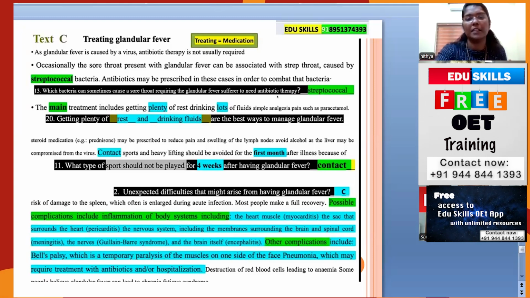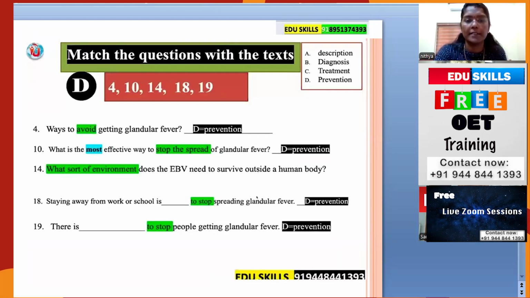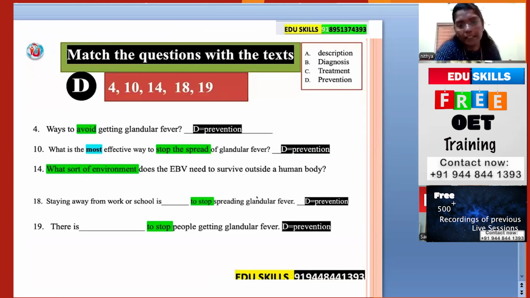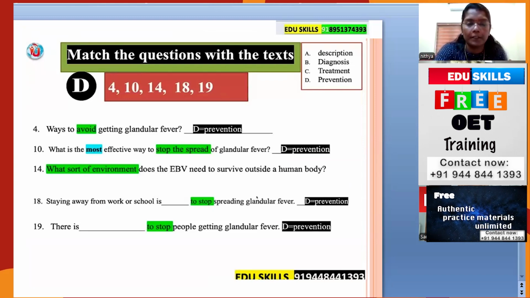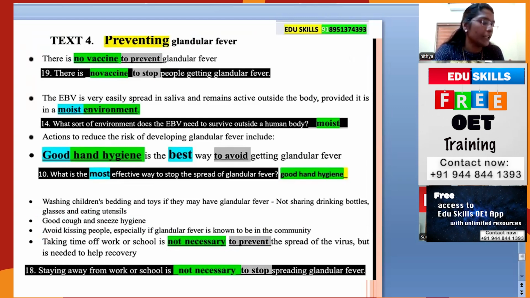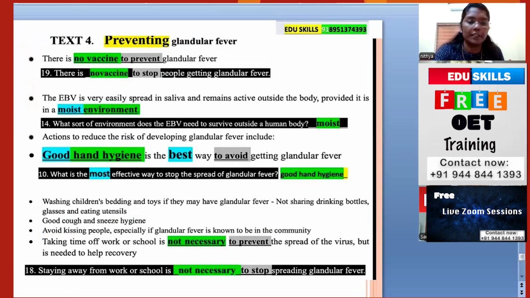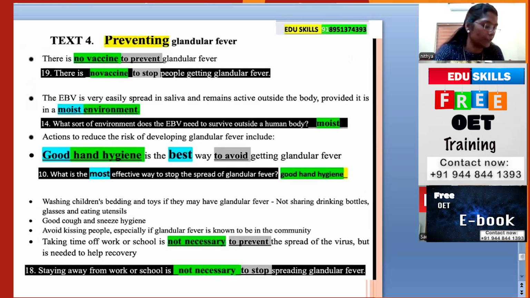Then next is the mini. Can you show the slide D? What are the questions that come under the slide D? Text D: 4th, 10th, 14th, 18th, 19th. Okay, 4th, just mark it. We move to the answers. The first one: ways to avoid getting glandular fever. This is the bullet point we can see. So our answer is D. We have already confirmed that there is no confusion for that.